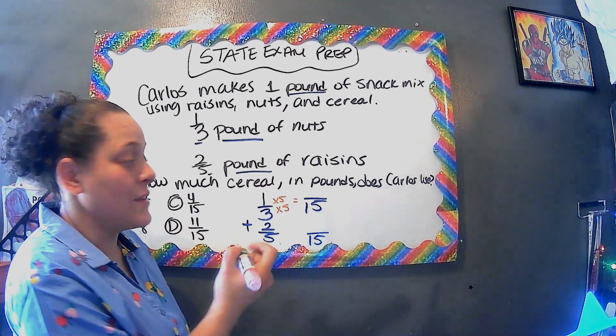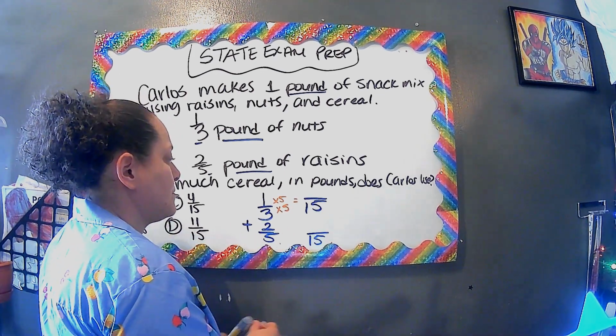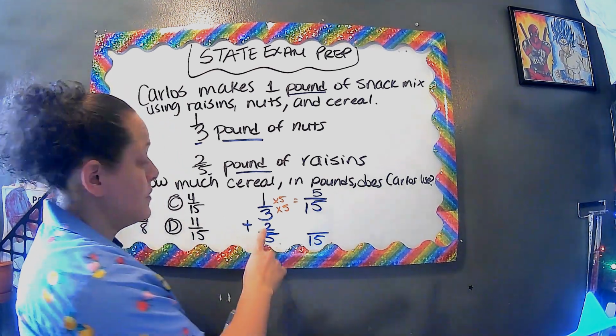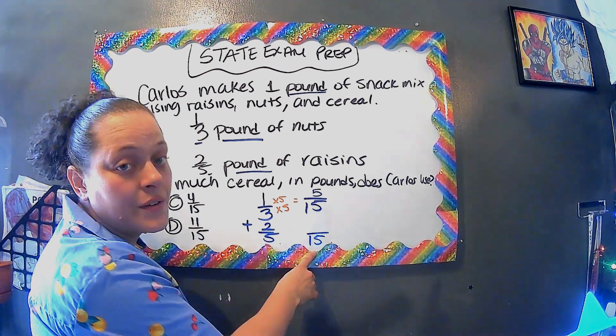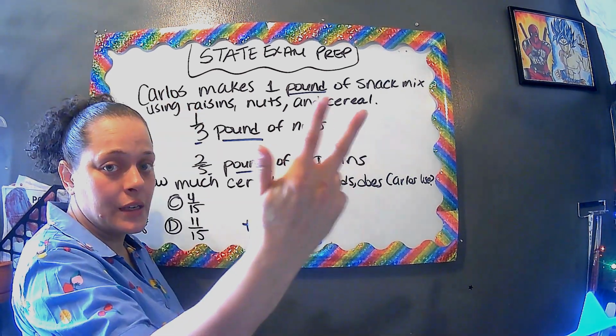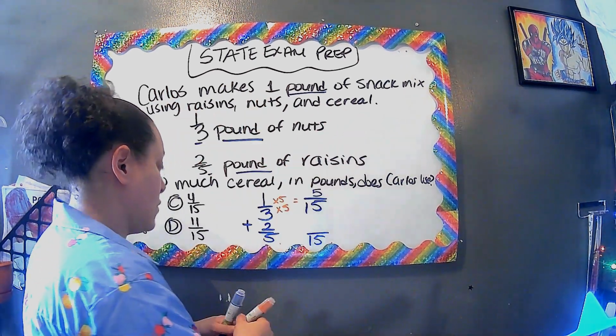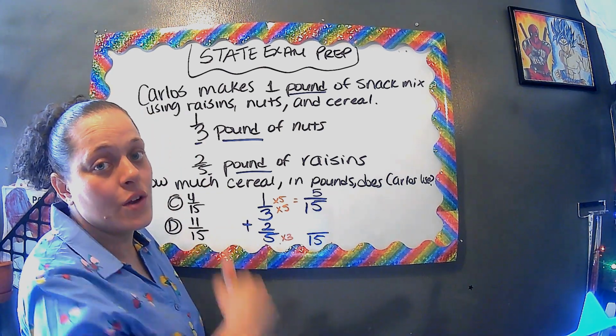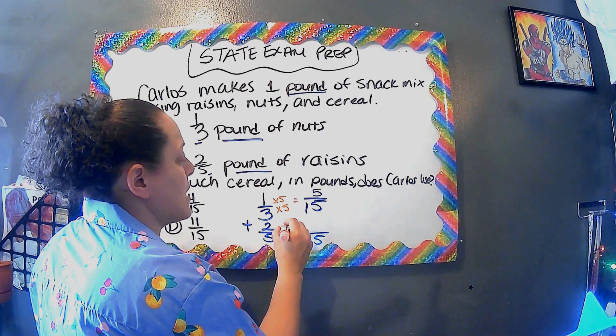So 1 times 5 now is 5. And then the same thing applies for the bottom. 5 times what gives us 15? Well, let's find out. 5, 10, 15. 1, 2, 3. So 5 times 3 gives us 15. What you do to the denominator, you do to the numerator, which is also the bottom or the top.